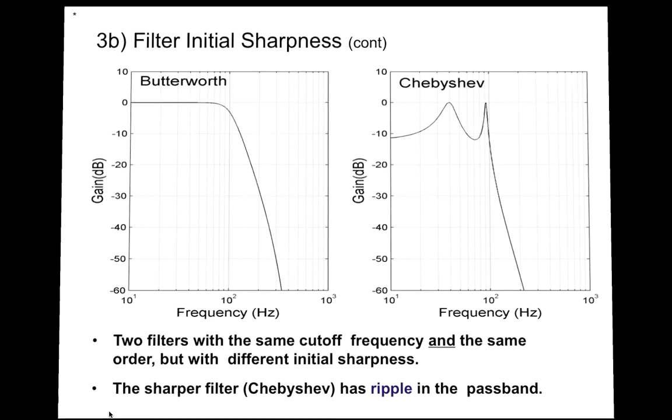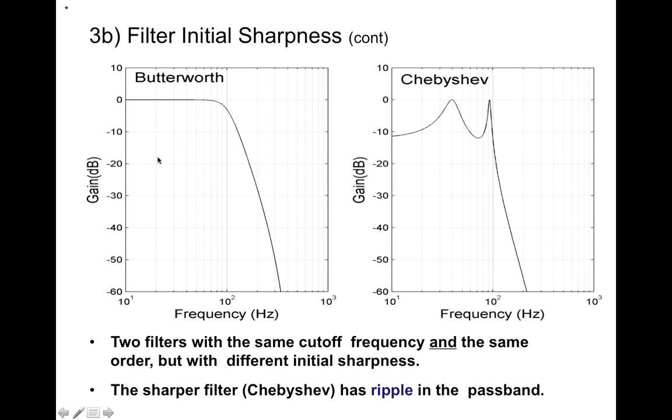So let's look at an example of that. This is a Butterworth filter, and you'll notice it has a fairly rounded initial sharpness. This is a Chebyshev filter, and notice right here at cutoff how sharp that cutoff is. But the trade-off is that whereas the Butterworth is fairly flat at 0 dB until you get near the cutoff, the Chebyshev has this ripple or oscillating effect that you see prior to cutoff.